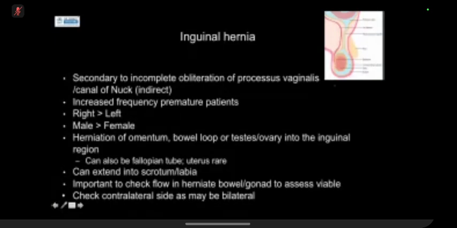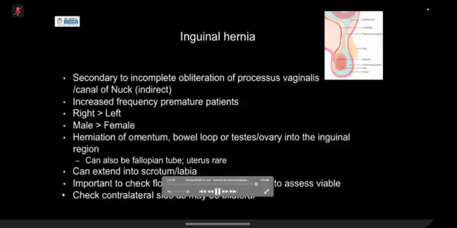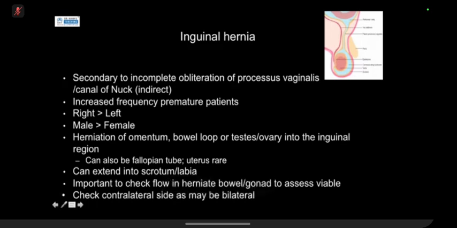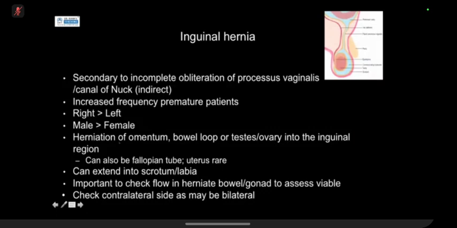If there's herniated bowel or ovary or testes within the inguinal hernia, then it can make it harder for it to be reduced. So these may go to surgery. And if there are any features of strangulation, where you get an absence of flow within the bowel or within the gonadal organ, then they definitely have to go to surgery.